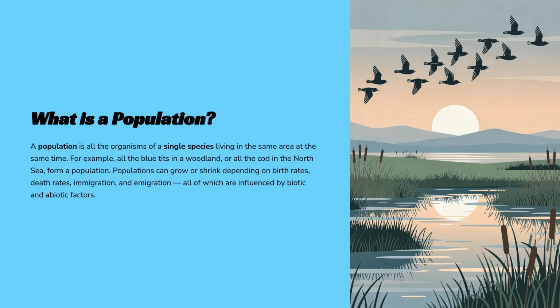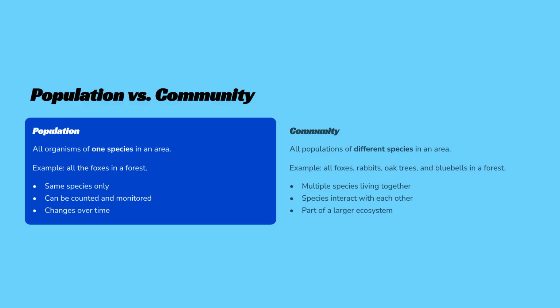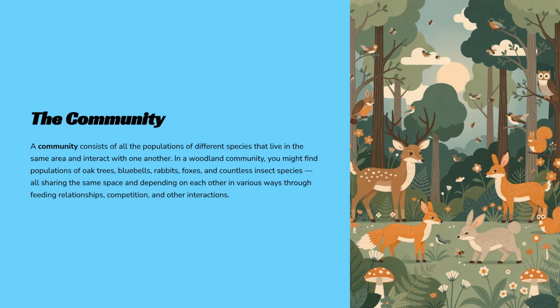A population consists of all organisms of a single species living in the same area. Factors like birth and death rates, as well as migration, influence whether a population grows or shrinks. It is important to distinguish between a population and a community. A population covers one species, while a community includes all the different species living and interacting together in an area. A community is essentially the network of different populations that share a space. They rely on each other through various interactions, such as feeding relationships and competition.